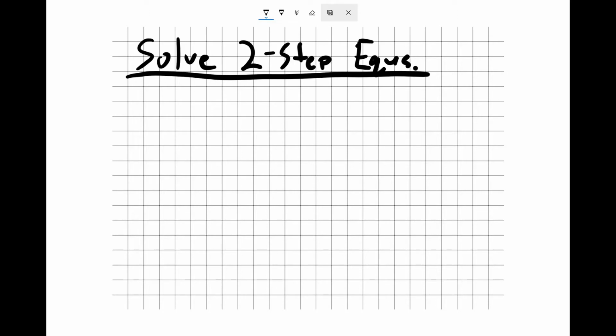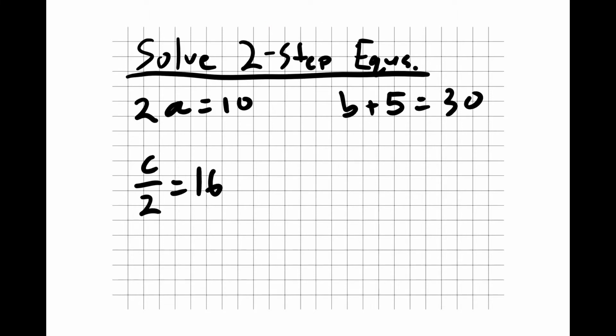Up until this point, we have seen equations in the form of 2a equals 10 or b plus 5 equals 30 or c over 2 is equal to 16 or d minus 3 is equal to 12. All of these are what we call simple equations because they simply require one step to solve. And you might remember, whenever you see a variable, this is what you are solving for, what you want to do is identify the operation that's taking place and simply complete the opposite in order to isolate and solve.